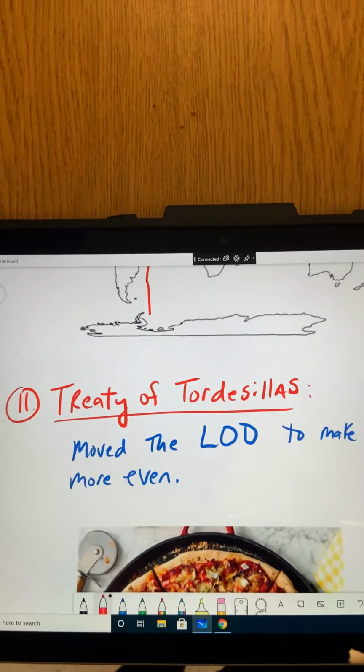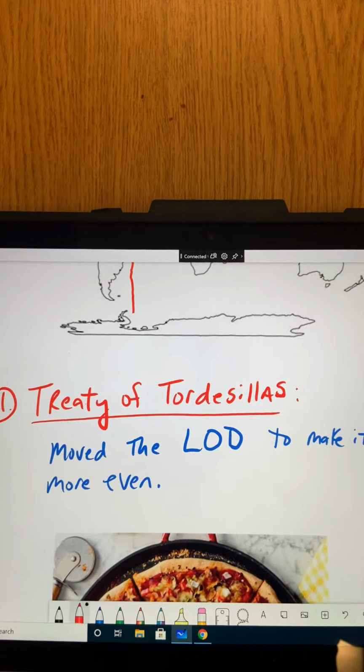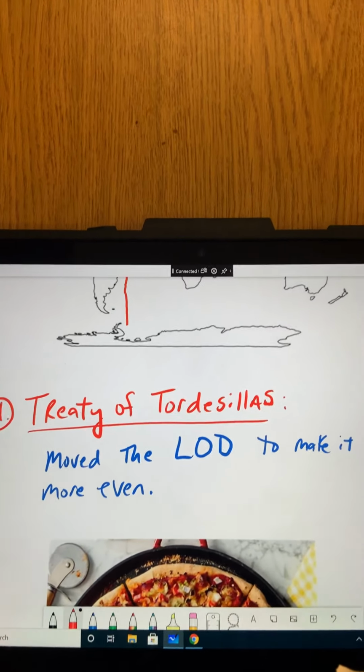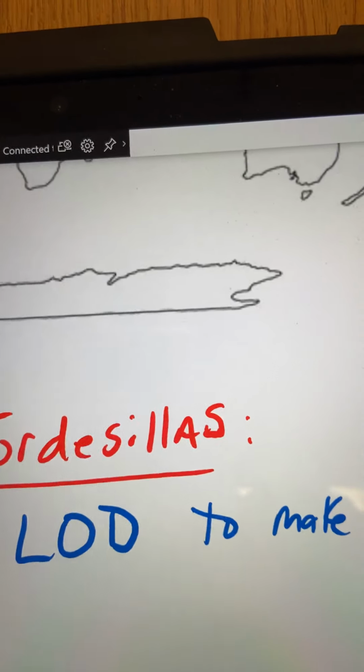Remind you of anything? It's kind of like our state government. They have meetings. They change everything. They had another meeting. And at this meeting, they signed the Treaty of Tordesillas. Don't you just love Spanish? The double L makes a Y sound.